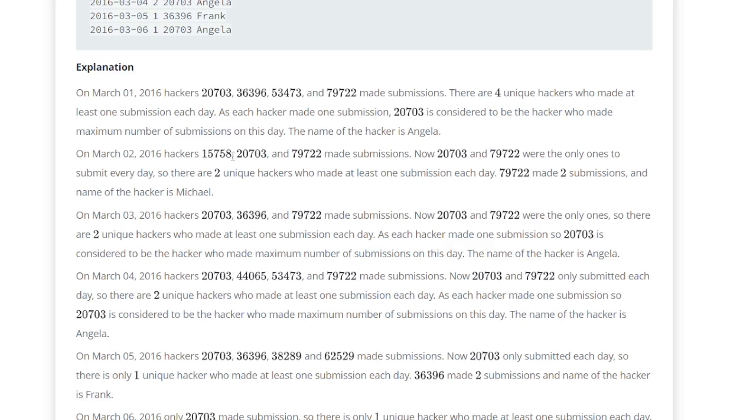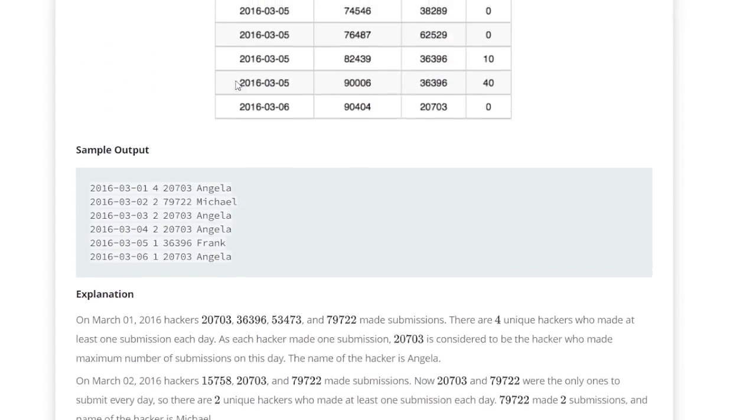Now for the 2nd of March, these 3 hackers have made submissions. However, only these are the hackers who made a submission each day, right? What each day means is that on the 1st of March they have submitted, as well as on the 2nd of March they have submitted, right? And this one hacker only made a submission on the 2nd of March.